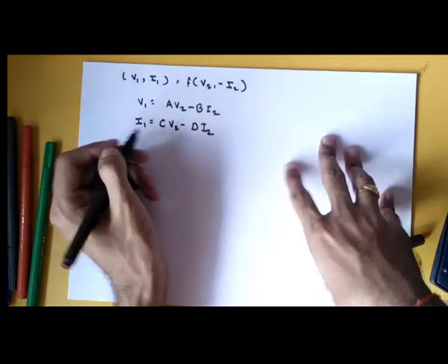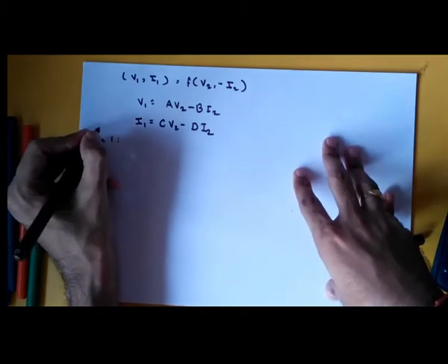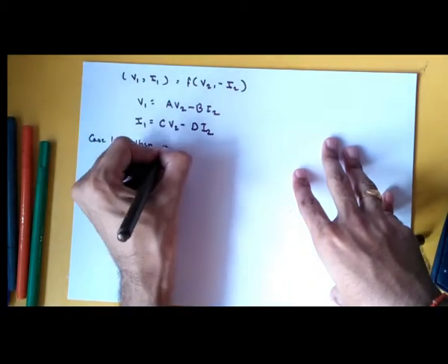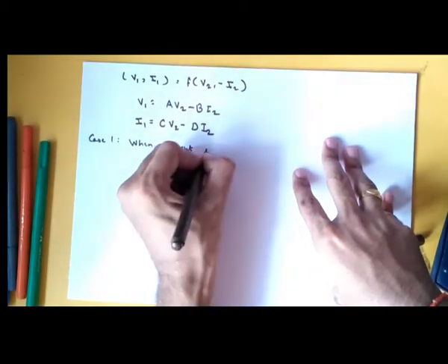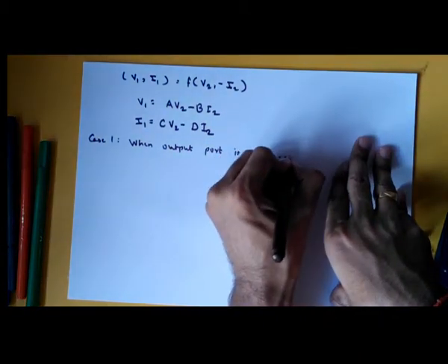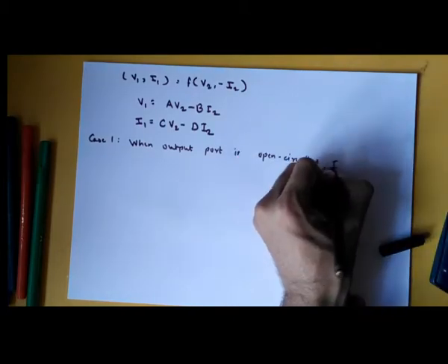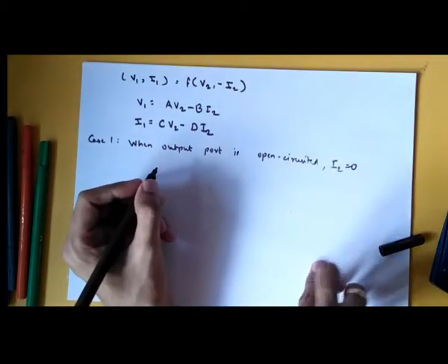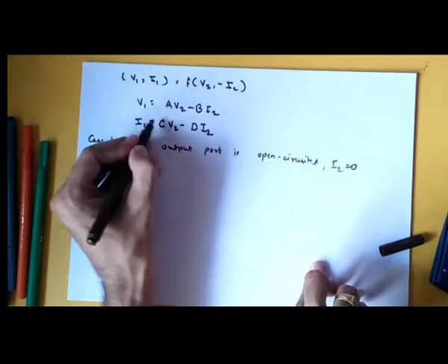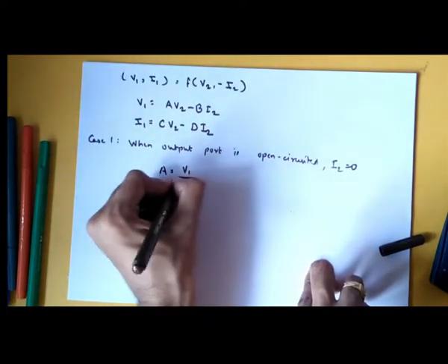Again, how will A be defined? We had seen cases for Z parameters, so what will be the similar cases here? Case 1: when the output port is open circuited, what will happen? I2 will be 0, right? So when I2 is 0, I get V1 is A V2. So what will be A? A will be V1 by V2.